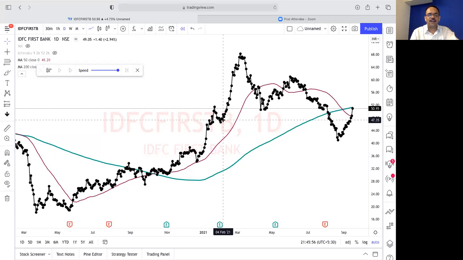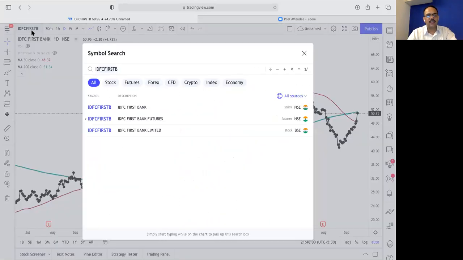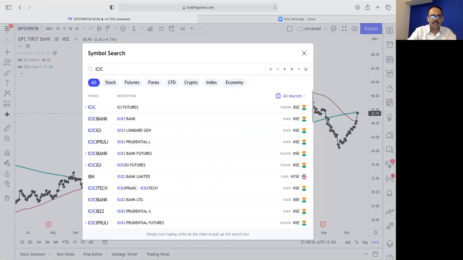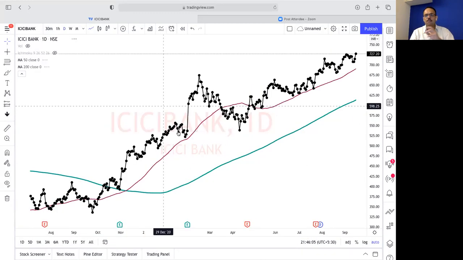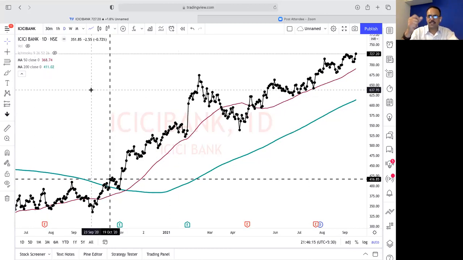Okay. So let's see. Now, let's take our ICICI Bank first. Now, few people want to do quick trades. They want to enter and exit fast. They want to earn money fast. They like to do multiple entries and exits. So what I'm doing, I'm just changing the settings.